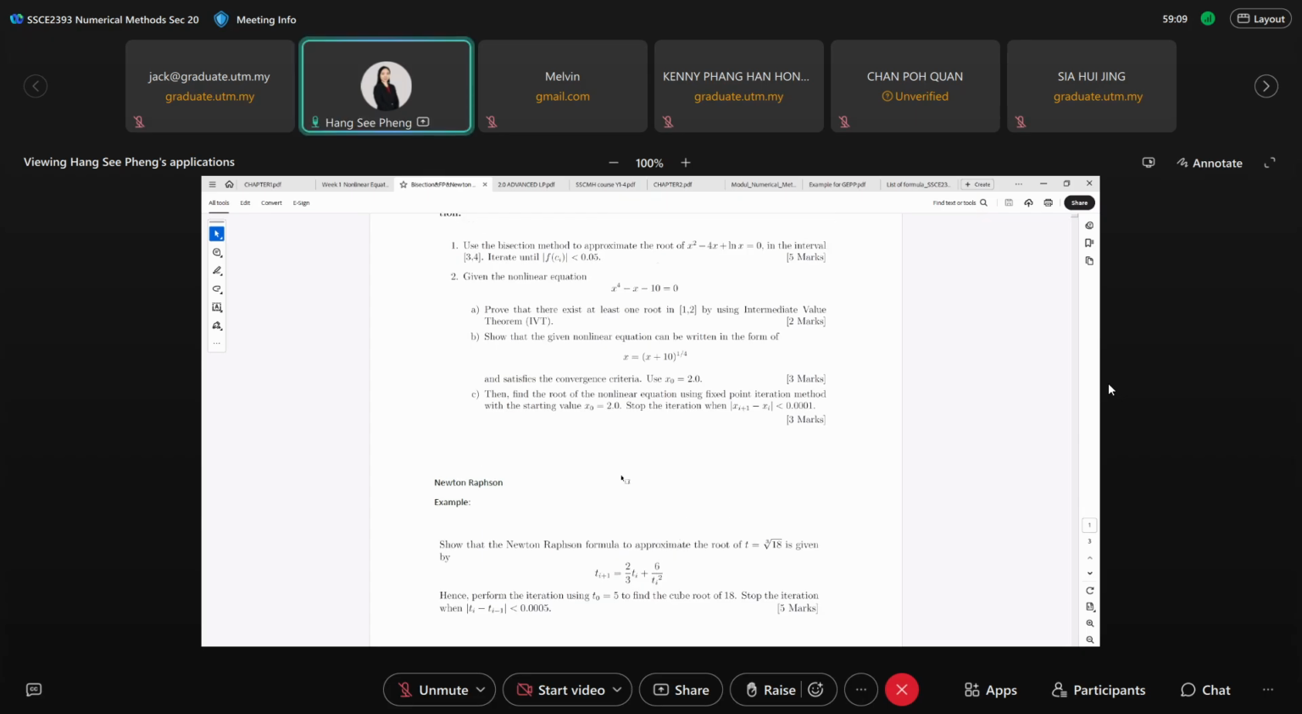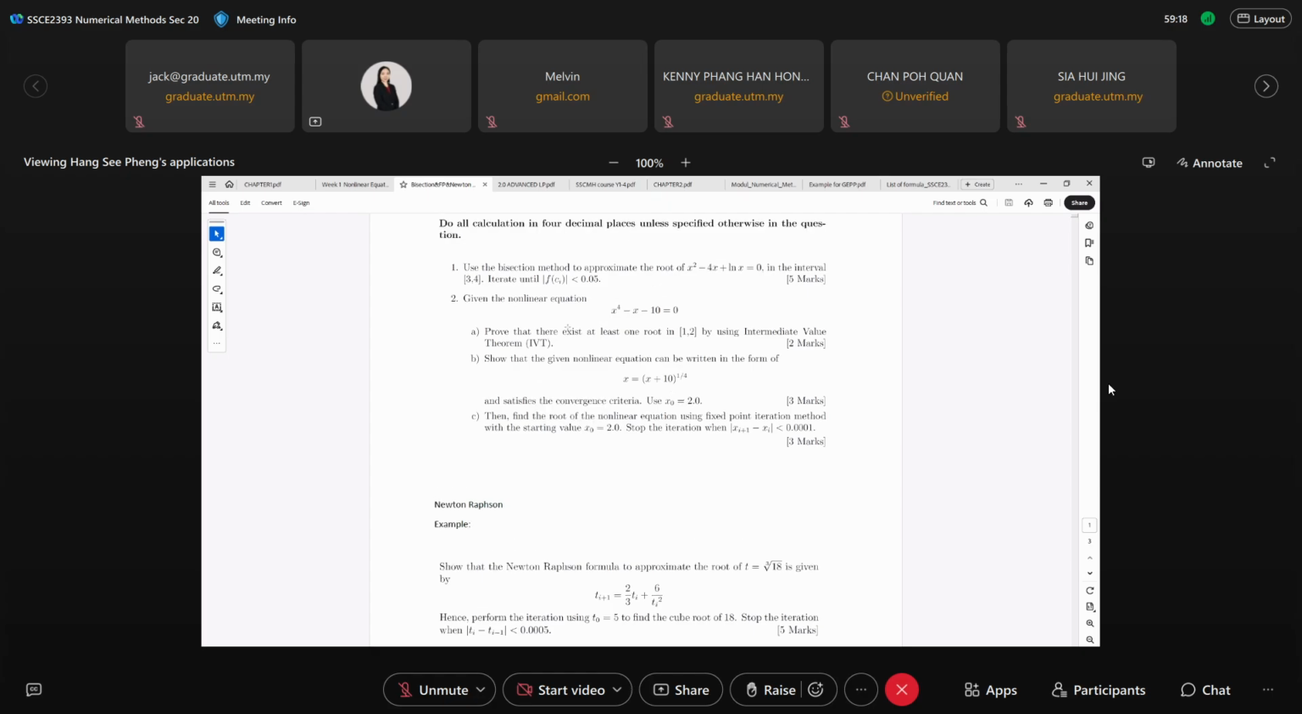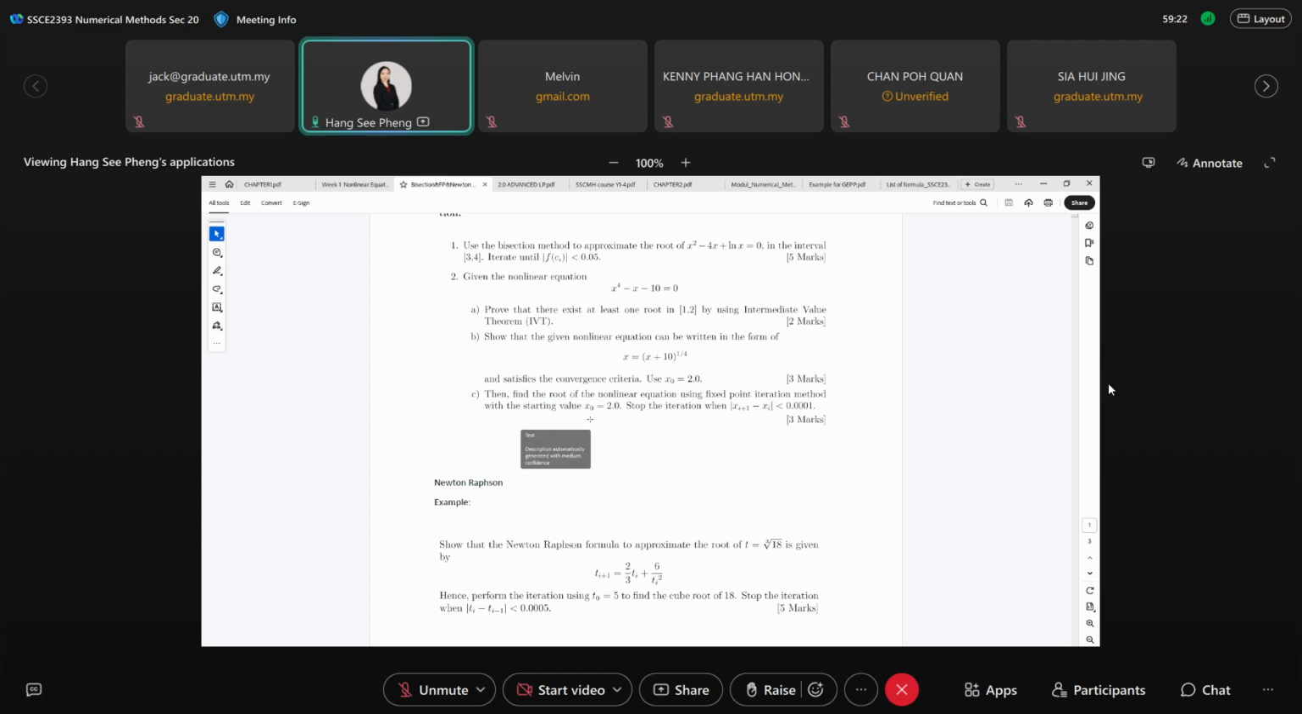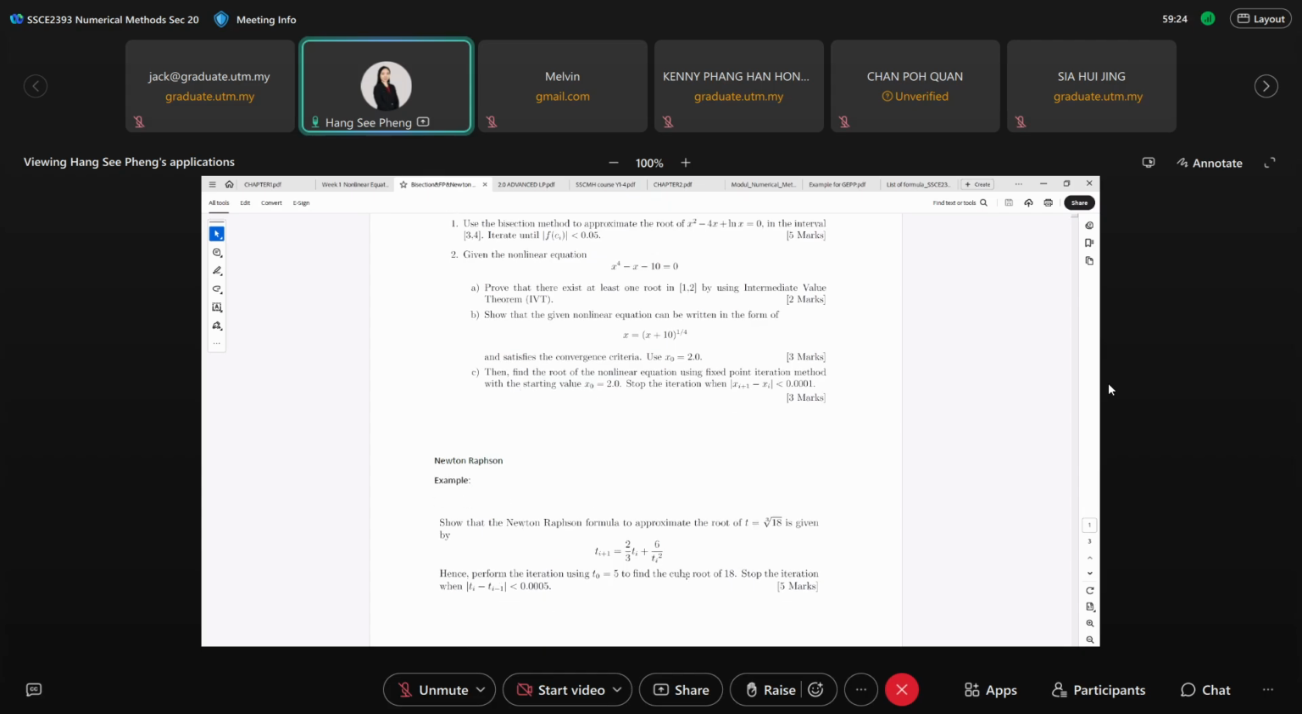Okay, so class, have we discussed question number 2? I think 1, we have done it. Number 2 is about the fixed point iteration method. This one is about Newton-Raphson. The fixed point, have we done it? Have we discussed it?